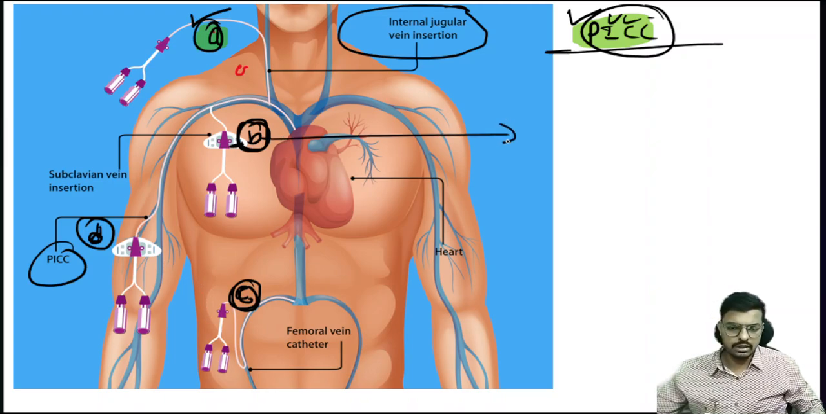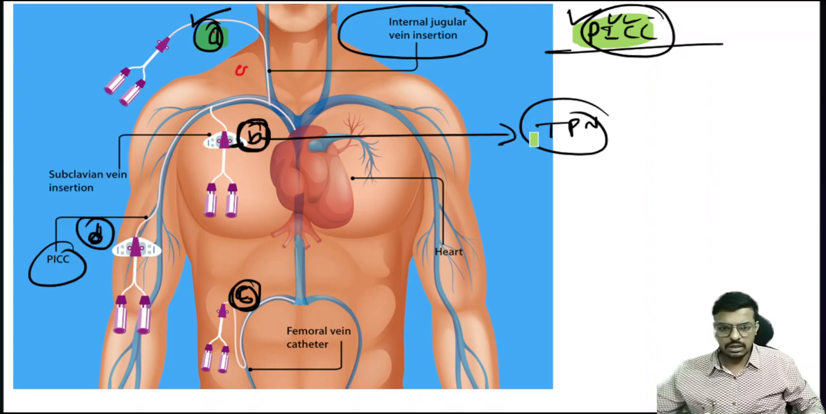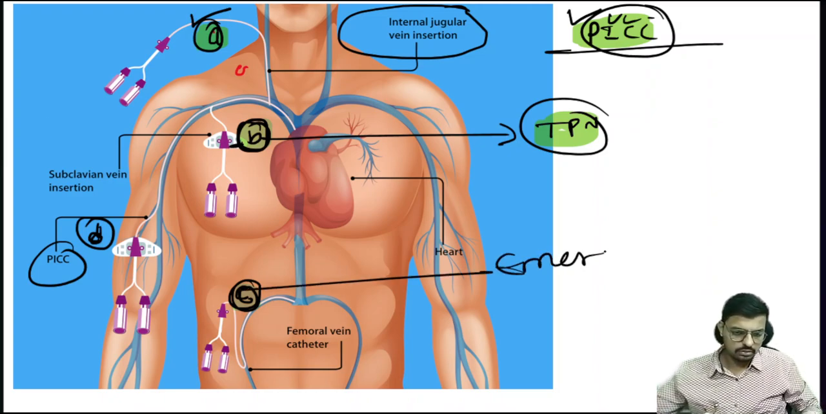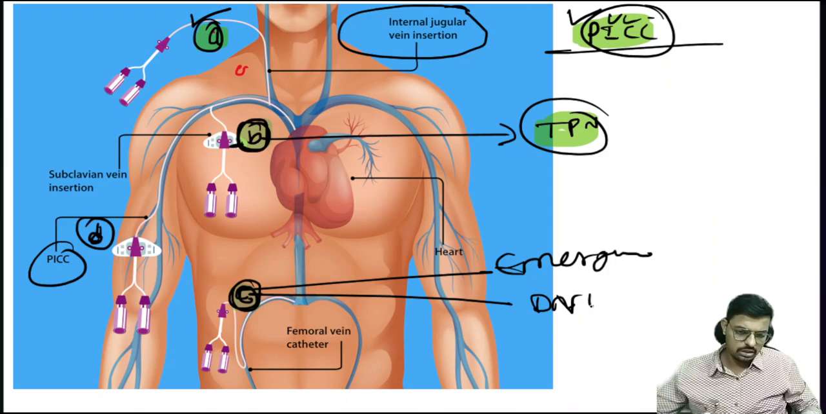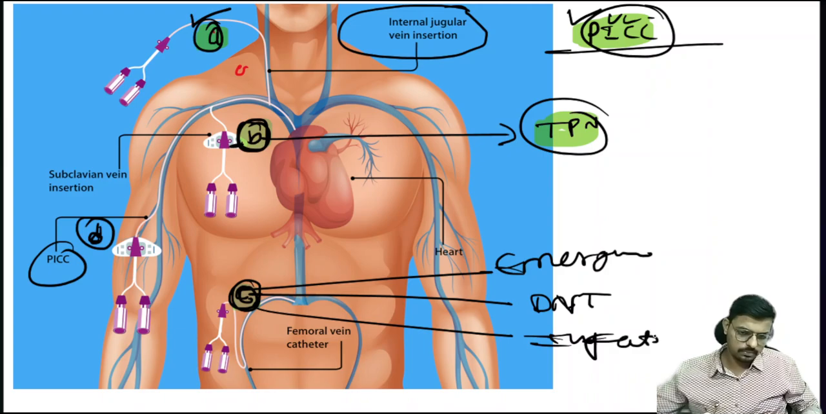Okay, for the TPN administration, the total parenteral nutrition administration, the preferred line is the subclavian vein. The subclavian vein is the preferred vein to administer total parenteral nutrition. Most commonly used in the emergency is the femoral. Highest chance of DVT is in the femoral, and highest chance of infection is also in the femoral.